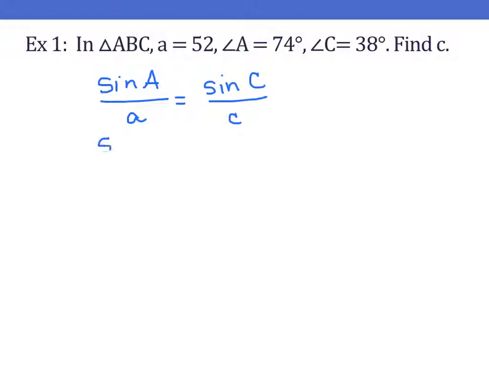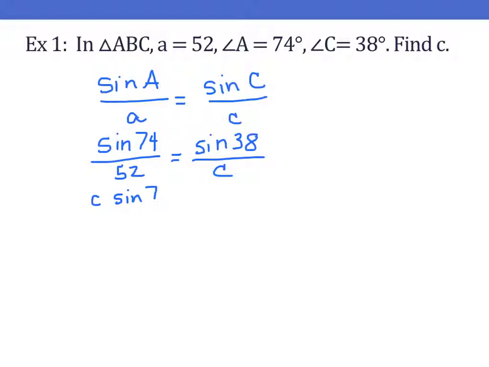So I'm going to plug in what I know. I know that the big A is 74 degrees, and the side opposite it is 52. And I know that angle C is 38, and I don't know the side opposite it. So the first thing that we want to do before we start to plug this into our calculator is that we want to cross multiply. So I'll have C times sine 74 equals 52 times sine 38. And then we will divide both sides by sine 74.